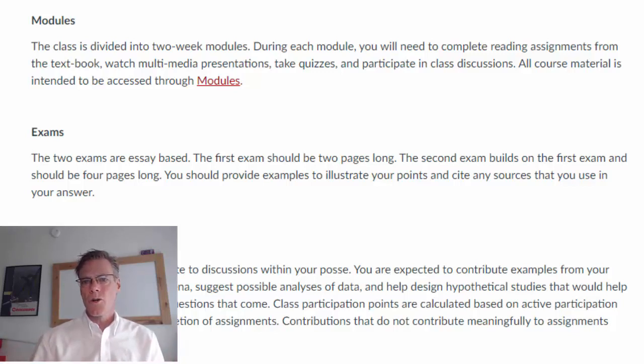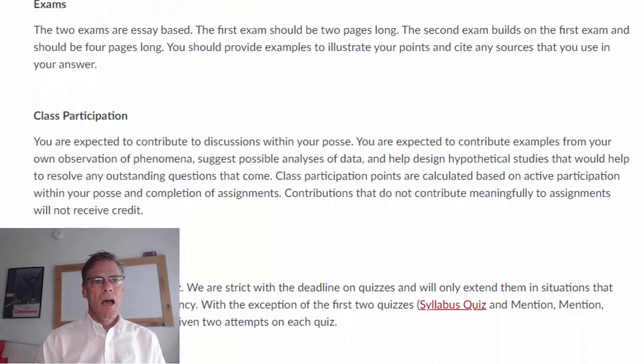So this is to encourage you to get in the practice of using examples to illustrate your points, to use data to back up your points, and so on. The second exam builds on the first exam. I like to think of the first exam as being a rough draft for the second exam. The second exam is 4 pages long rather than 2 pages long because we've covered twice the amount of information by the time that you get to the second exam. But otherwise, it's the same ideas that you're going to be tackling.